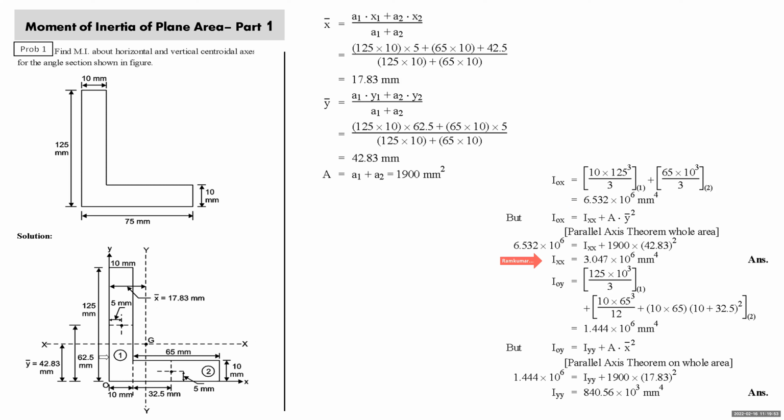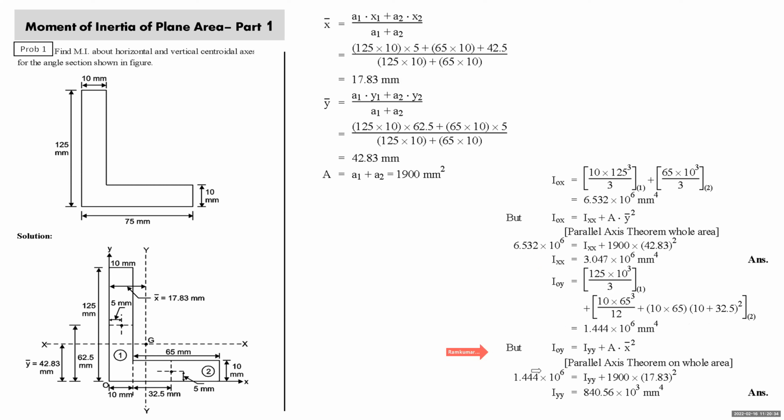Identically, we'll find moment of inertia about OY. For the first component, the base is touching the reference axis OY, so the base formula can be directly applied. What is moment of inertia of this component 1 about OY? 125 into 10 cube by 3 plus second component. Second component moment of inertia about OY cannot be obtained directly. First, we have to find moment of inertia of this about the parallel centroidal axis. So what is that? 10 into 65 cube by 12 plus 10 into 65, distance between the two axes is 10 plus 32.5, that is 42.5 square. You get IOY 1.444 into 10 raised to 6 mm raised to 4.